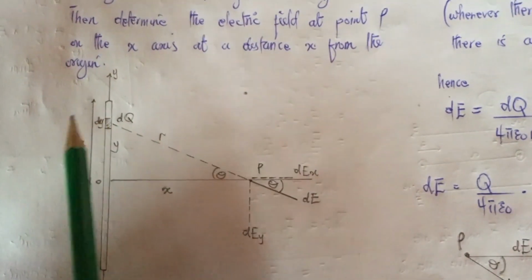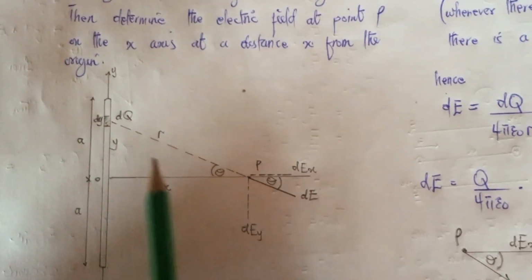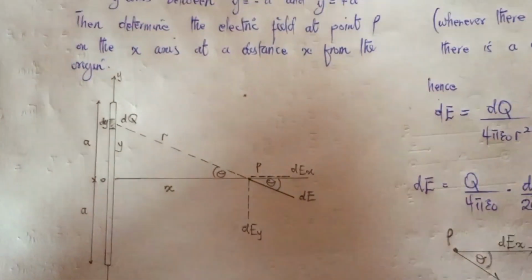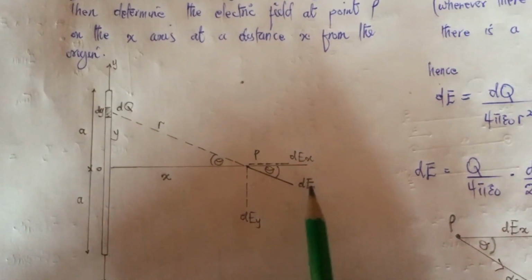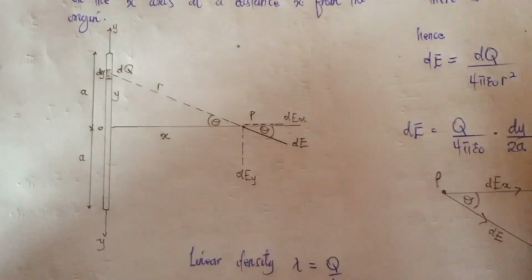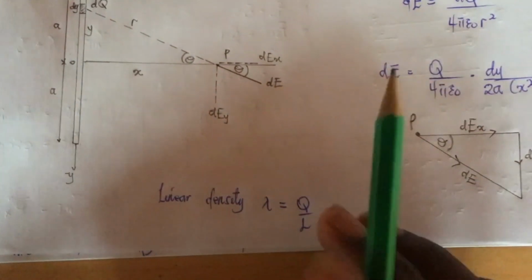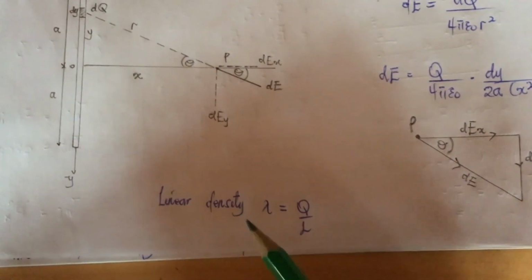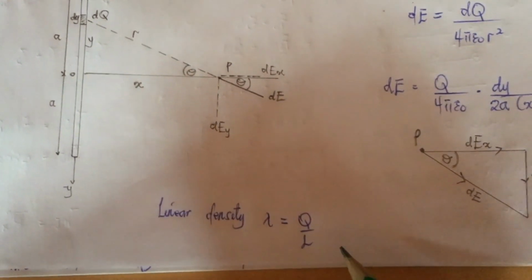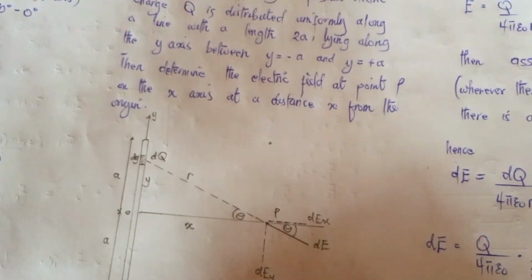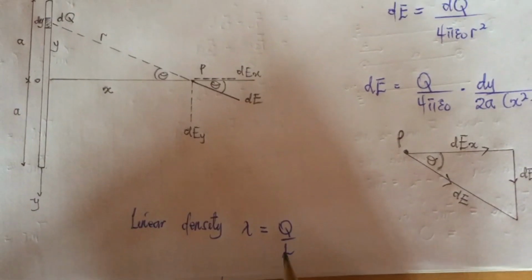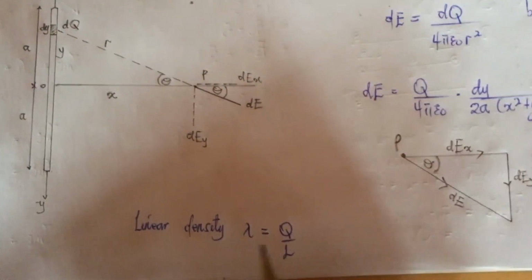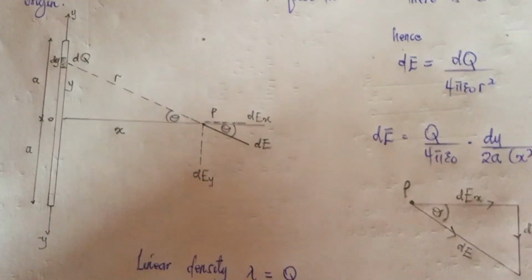So suppose there's a small change in charge, then there's a corresponding small change in the electric field. At point P, there is going to be a small change in the electric field, which is dE. But let's look at something first. When we are talking about linear density, linear density is the ratio of the charge divided by the length. Per our assumption, the length is 2a. So our lambda is equal to Q over L, where L is 2a. That's our linear density.